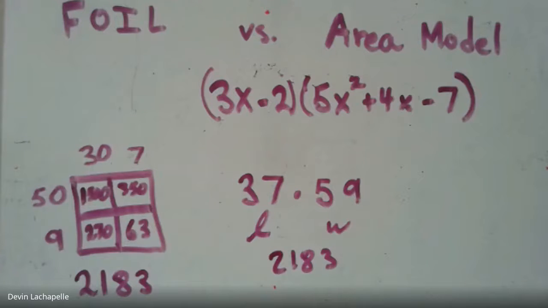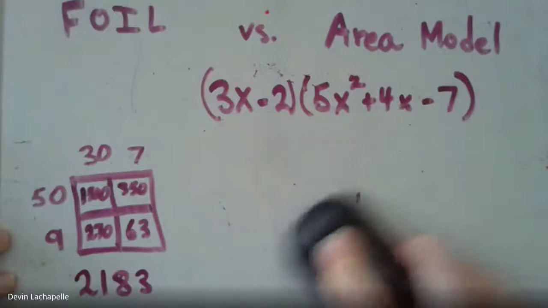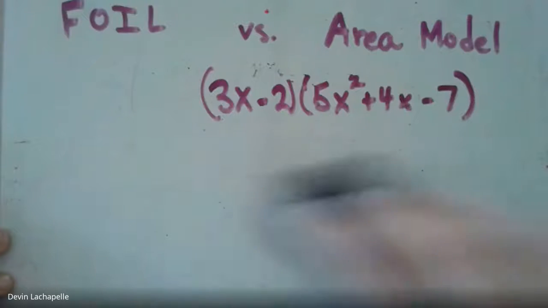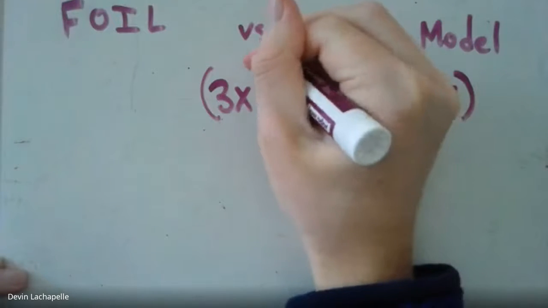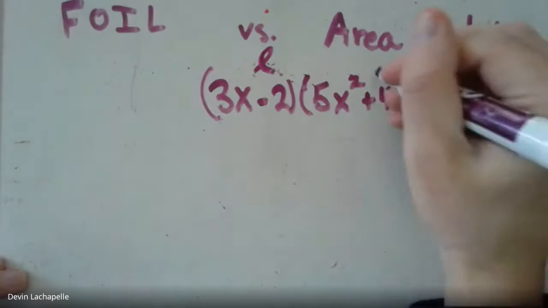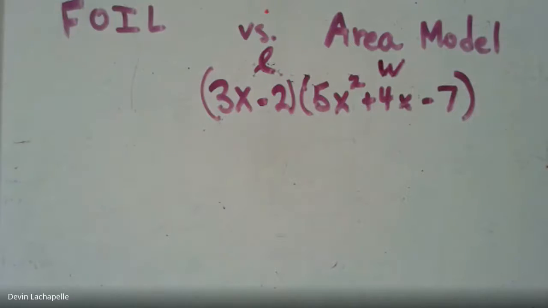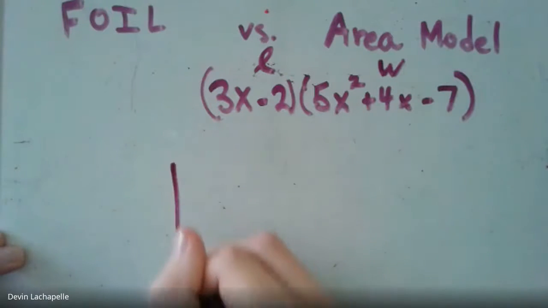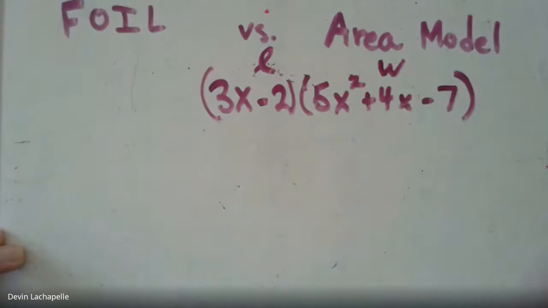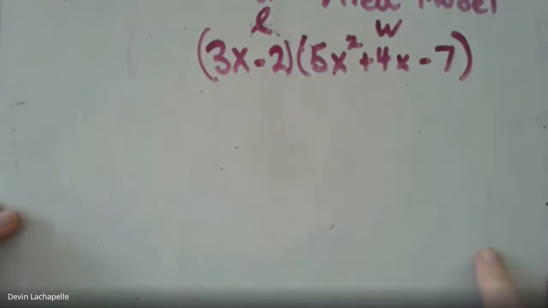Now we're going to go ahead and extend that method to actual polynomials because it works the same way. All we need to worry about is having two terms being multiplied. And right here, the fact is we do. We've got 3x minus 2. I'm going to mark that as our length. 5x squared plus 4x minus 7. I'm going to mark that as my width.